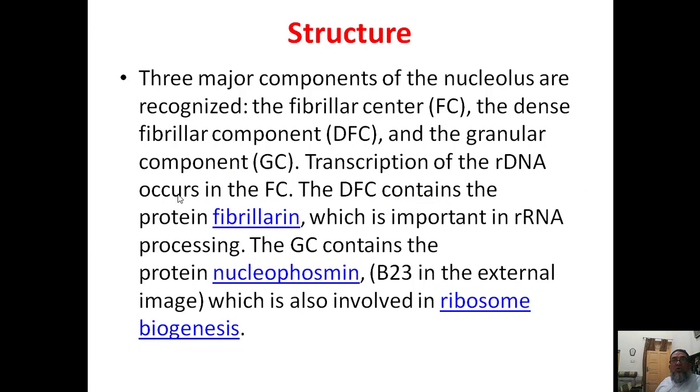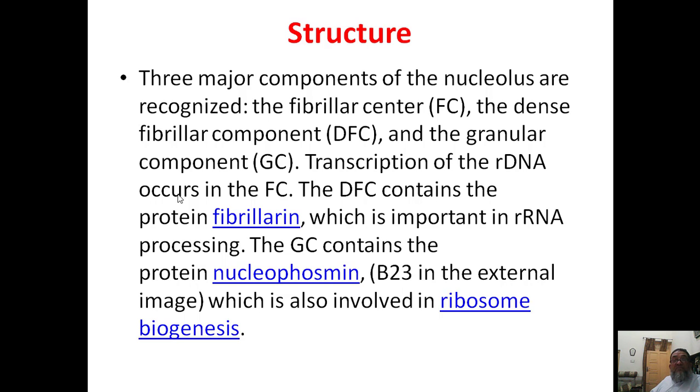Structure: there are 3 major components of the nucleolus, that is the fibrillar center, FC, the dense fibrillar component, DFC, and the granular component, GC. The transcription of the RNA occurs in the fibrillar center, that is the FC. Transcription of the ribosomal DNA will take place in the FC region. The DFC contains the protein fibrillarin, which is important in RNA processing.